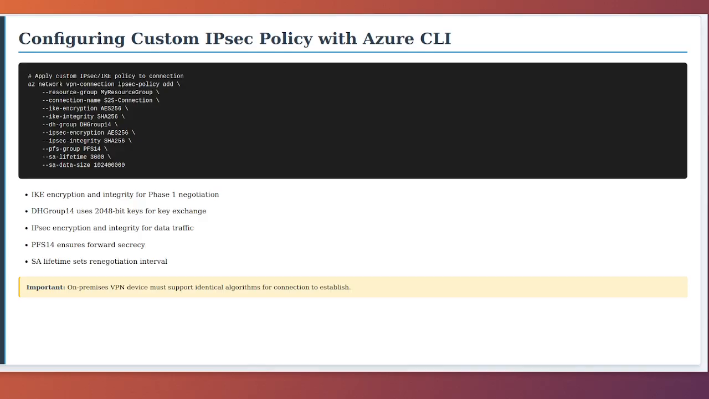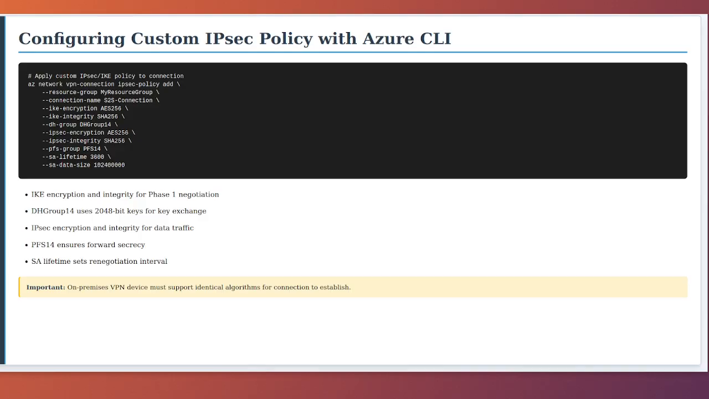The IKE integrity parameter defines the integrity checking algorithm for IKE Phase 1, here using SHA-256. This algorithm ensures that IKE messages have not been tampered with during transmission by computing a cryptographic hash of the message. SHA-256 provides strong protection against message modification attacks.